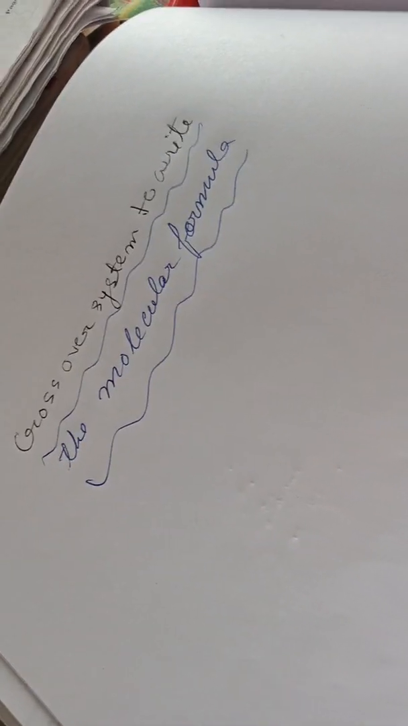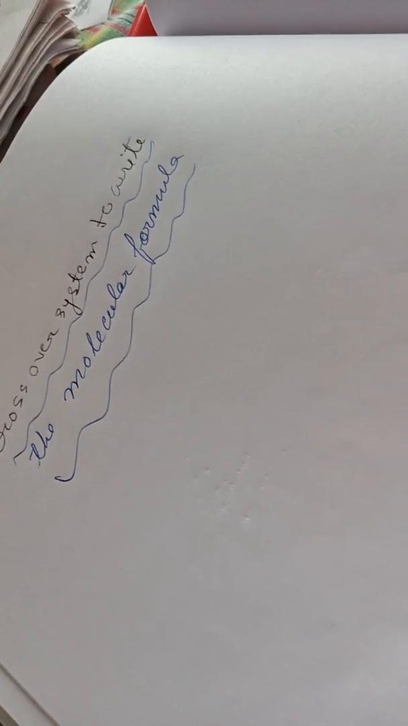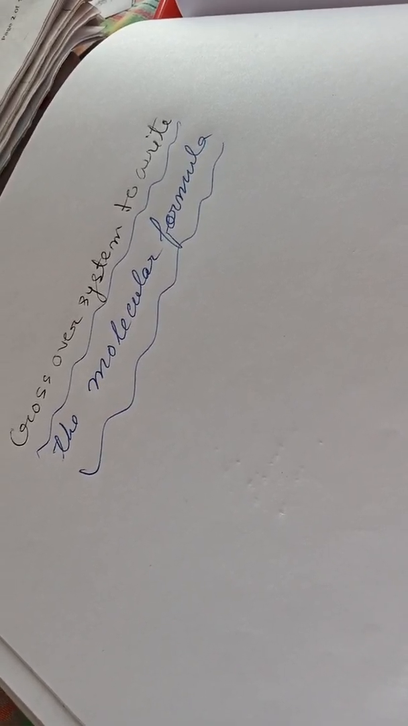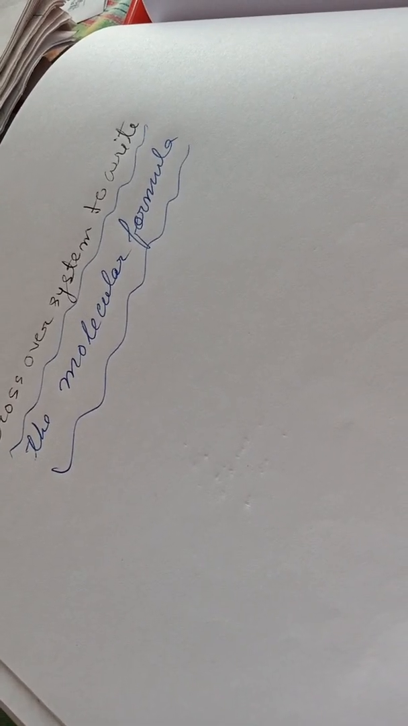Hello students, I am going to discuss the crossover system to write down the molecular formula. All of you know, for writing the molecular formula with the help of this particular system, you need the symbol of the element. That means you should have the knowledge about the symbol of the element or the symbol of the polyatomic ions. Number one. Number two, you should know the valency of the radicals, valency of the element, atoms of the element. Then only you will be able to write down the molecular formula properly.